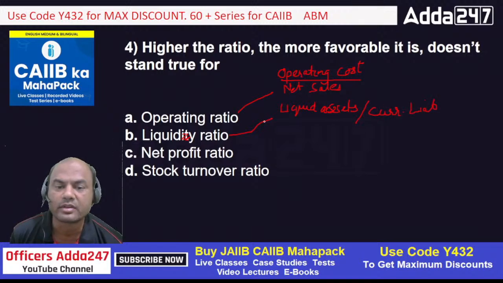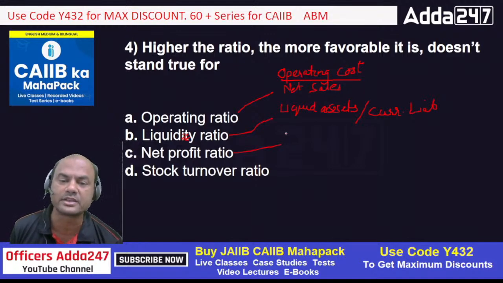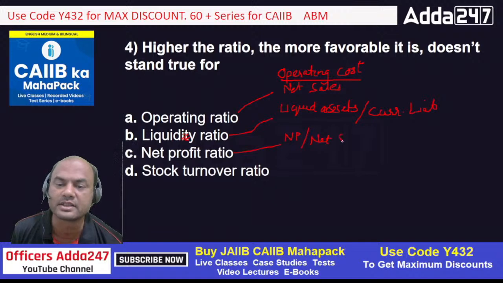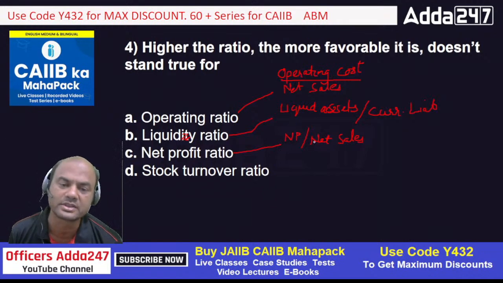okay? Net profit ratio. What is the net profit ratio? Just now we did it. Net profit upon net sales, right? I'll write this net sales because you won't understand otherwise. NPV understand generally, isn't it? Net profit. But NS we won't understand.